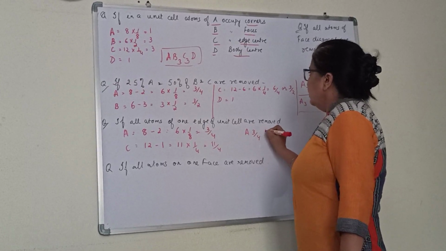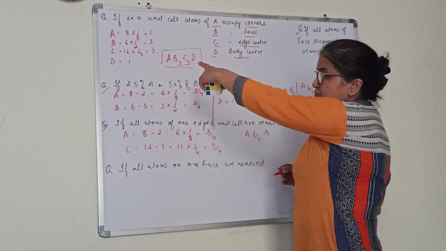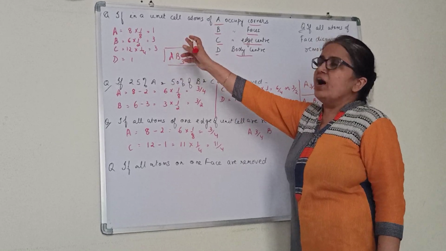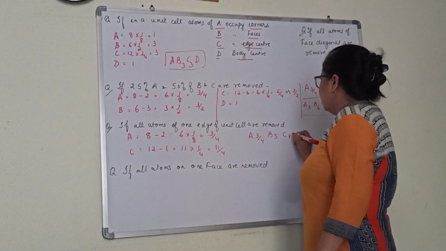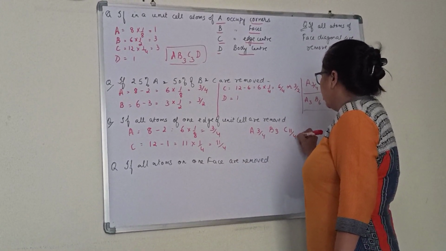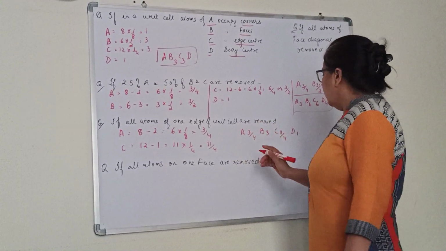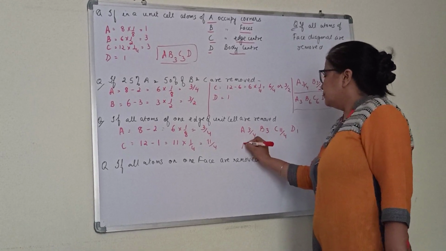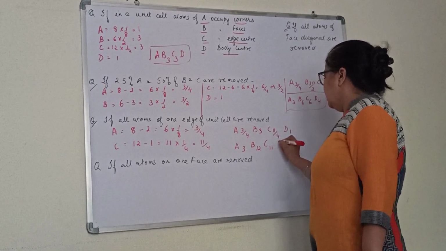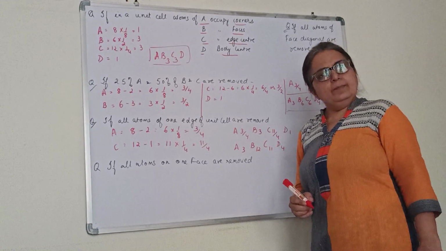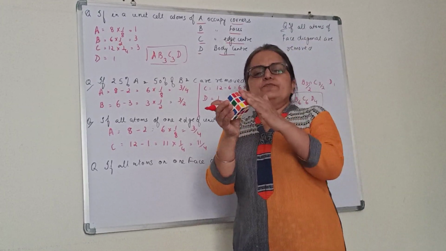A 3 by 4. B. How many B's are there? You are having all faces occupied. All faces means you will have that as 3. 6 into half. So I am writing this directly as 3 only. See how much you are having? 11 by 4. You are having 11 by 4 and D as such you are having 1. Again we have to simplify that, multiply by 4. When I multiply by 4, what will I get? A 3, B 12, C 11, D 4. Clear?